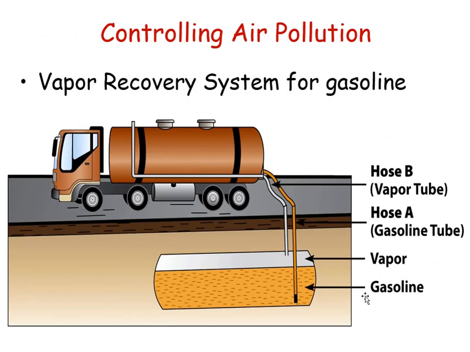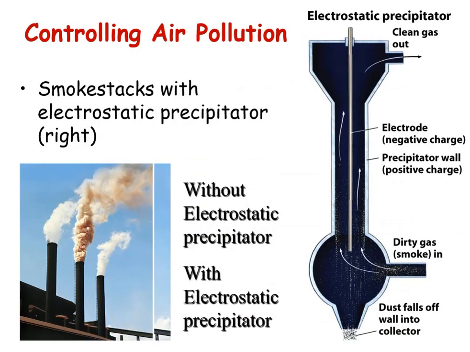This is one example. For example, there is a gas station. When the tanker brings the gasoline, it fills the tank, and as it fills the tank, the air present there is exhausted to the environment. So how can you control that? You can provide an extra vapor tank and a piping system, which takes all the vapors back to the tank, so they do not go to the environment. So this is a vapor recovery system for gasoline. You can provide this kind of solution.